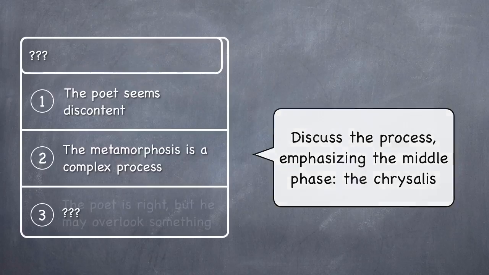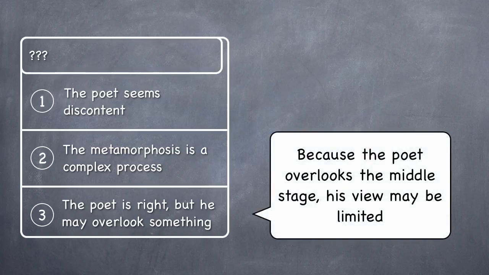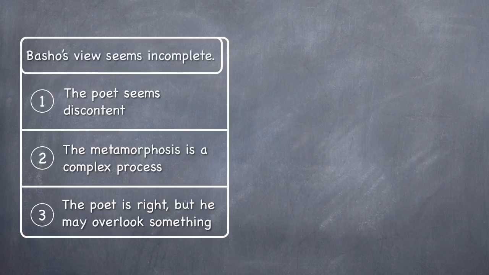And finally, I'm going to conclude from that that the poet is right. It's true, yes, the caterpillar should be by now a butterfly, at least according to him, and he has a right maybe to be discontent, but he's overlooking something. Now, because the poet overlooks the middle stage, his view may be limited, right? And I'm going to go to my thesis. I'm simply going to say that Basho's view seems incomplete.